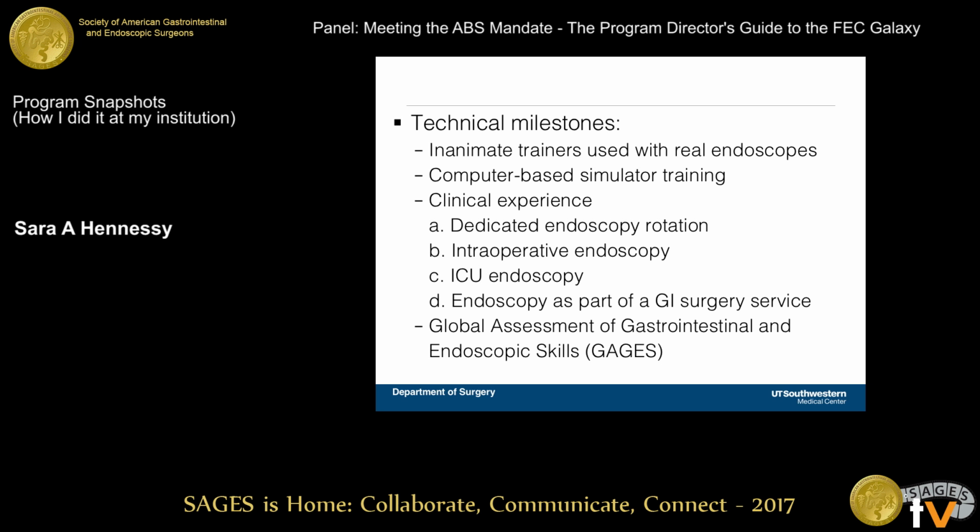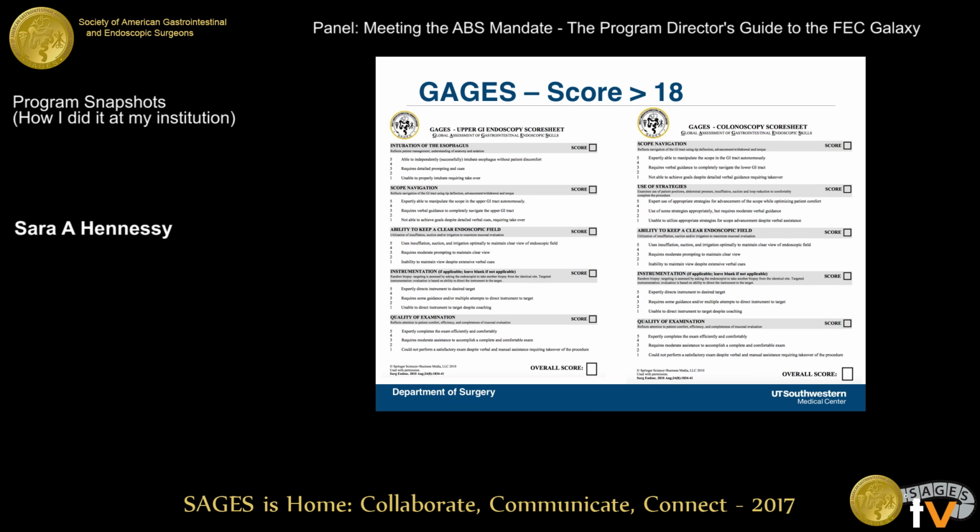And then they suggest using the GAGES, which we had mentioned before, as a tool of assessing the residents and their progression through the FEC curriculum. And these are the 2 GAGES score sheets, one for upper endoscopy and one for lower endoscopy. It's been shown that a score of greater than 18 on either one of these is highly correlated with being able to successfully certify and pass the FES exam.